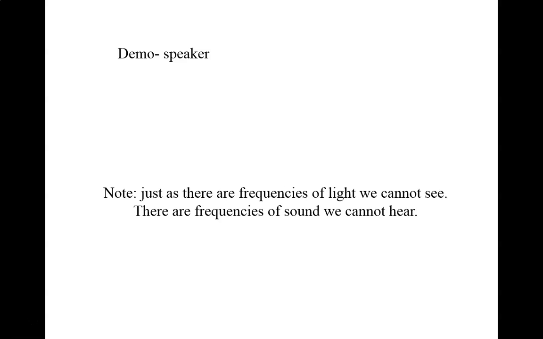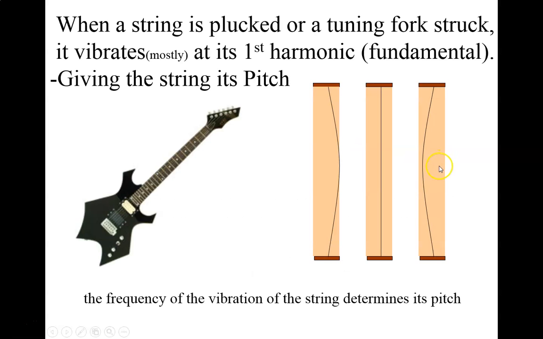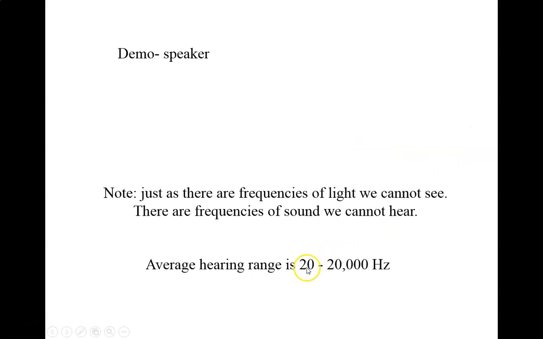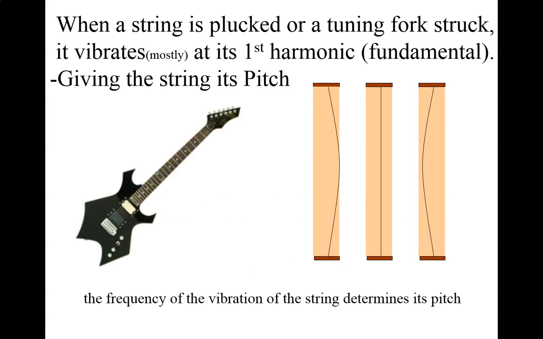Lower for you kids that blare your earbuds too loud, because you do permanent damage and you lose your higher pitch, higher frequency hearing first. That's because the average hearing range is 20 to 20,000 hertz. But as you age or as you damage your hearing, you tend to lose this higher frequency hearing first.